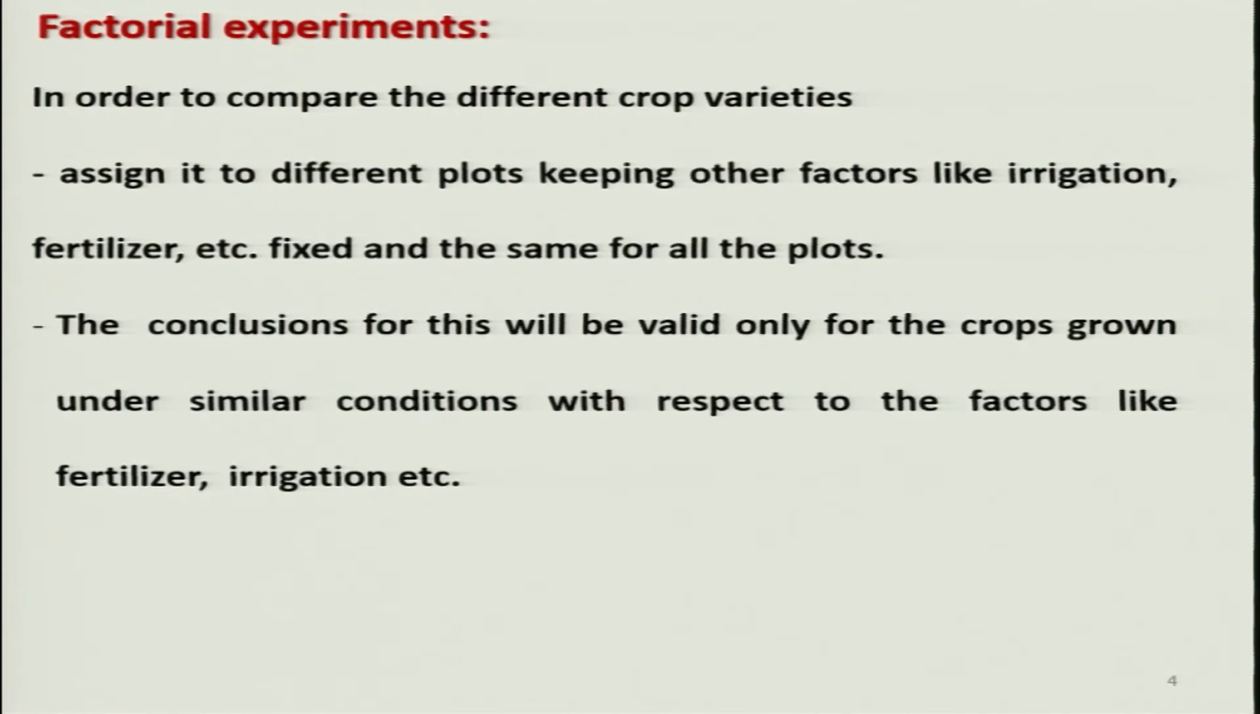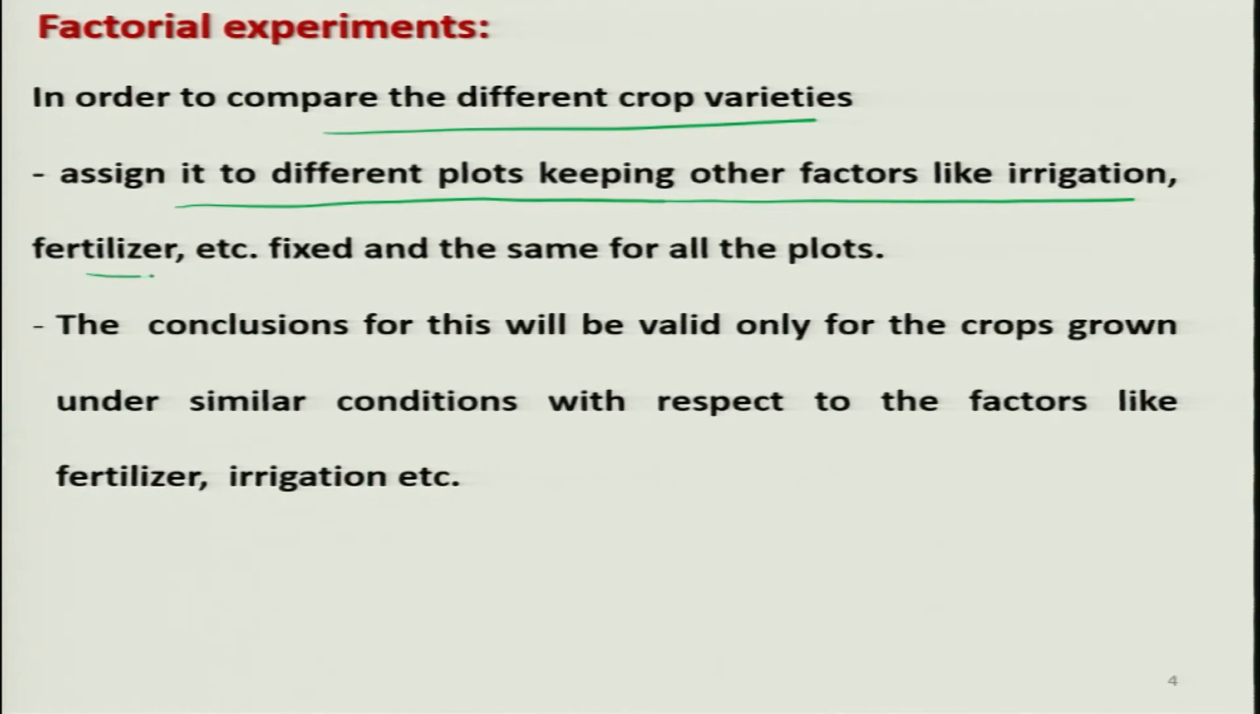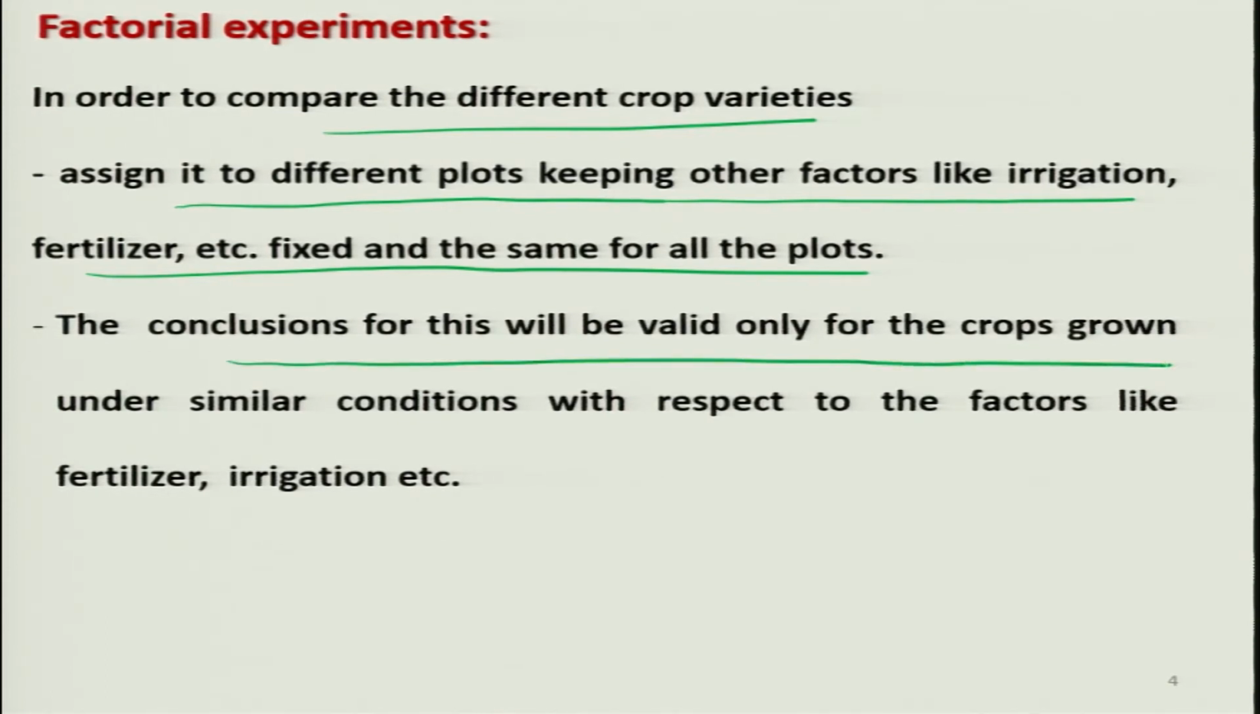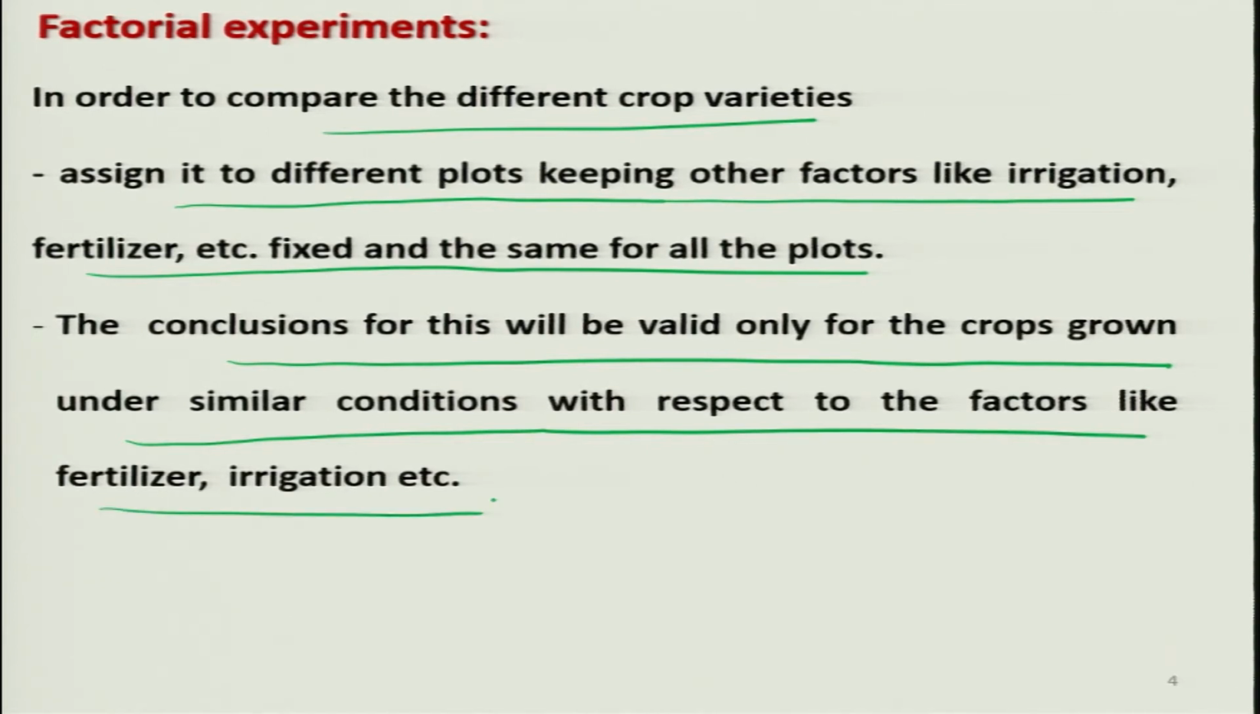So, now in case you want to compare the different crop varieties, what can we do? We can assign the crop varieties to the different plots, keeping all other factors like irrigation, fertilizer, etc. fixed, and this is going to be the same for all the plots, right. So, now if you try to get the conclusion from such an experiment, then they are going to be valid only for the crops that are grown under similar conditions with respect to the factors like fertilizer, irrigation, etc. that you have considered, right.